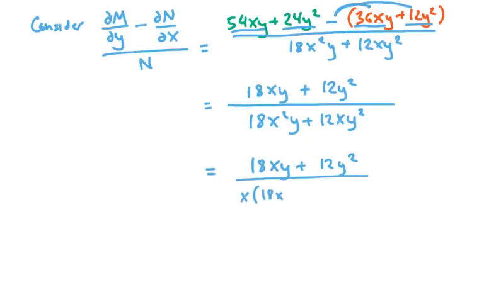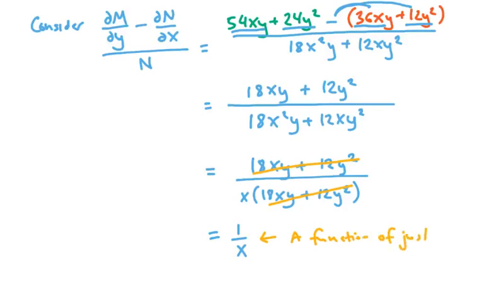And when we do that, that x goes away. So we have 18xy plus 12y squared. So it looks like this is simplified now to just 1 over x. So the 18xy plus 12y squared is common to the numerator and the denominator. So because this is a function of just x, we can use this to find our integrating factor.